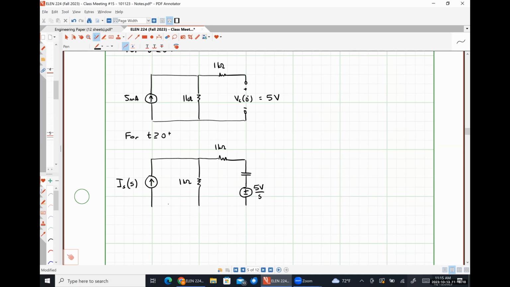The impedance of my capacitor is 1 over SC, so 1 over 2 times 10 to the minus 3 is going to look like 500 over S in the S domain. So I have 500 over S ohms here. And I'm going to put some terminals out here just so we can remember what it is that we're actually looking for.